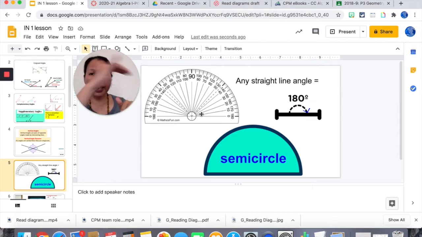It's going to be half of the circle, so we call it a semicircle. A semicircle is 180 degrees. So what is the whole circle equal to? 180 times 2, or 180 plus 180, is 360. If you're thinking that, you're right.